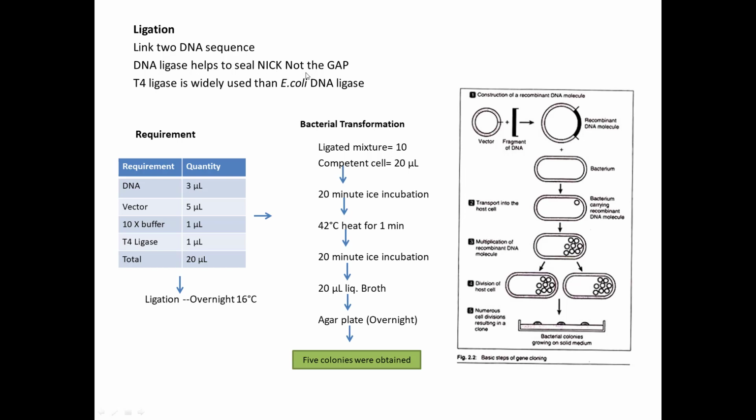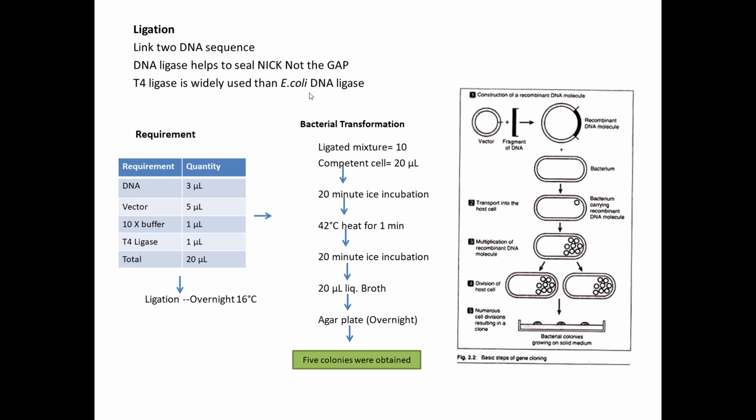In cloning, after the action of the restriction enzyme to produce the recombinant DNA, the DNA ligase is used to seal the nick. And generally, T4 ligase is more widely used than the E. coli DNA ligase.